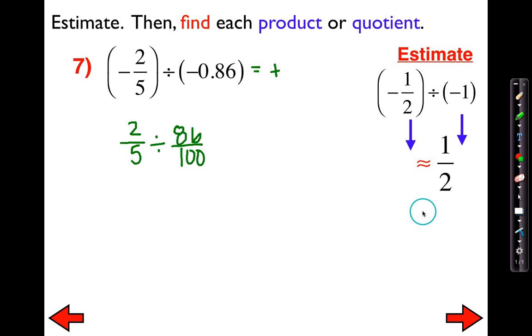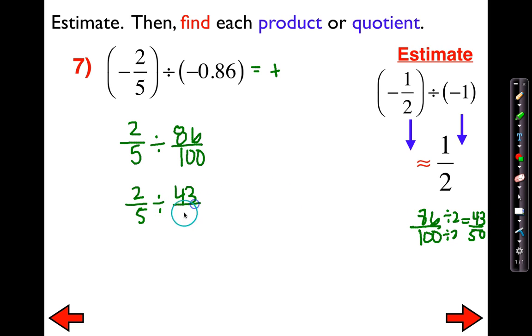So let's go ahead and divide 86 over 100 by a 2. That's going to give me 43 over 50. Now that makes things a little bit better. So let me rewrite this real quick as 2/5 divided by 43/50. Now at this point, I'm going to understand that dividing by 43/50 is essentially the same as multiplying by the reciprocal of it, which is going to be 50/43. And this is a 0, not a 6.